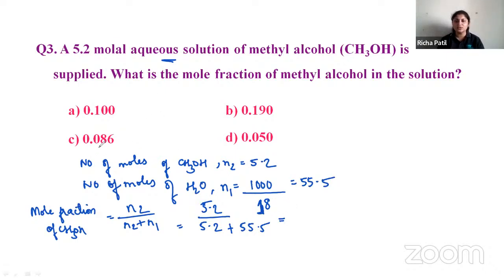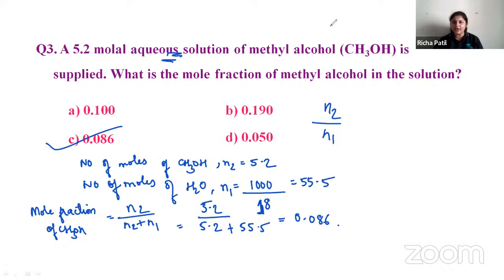If they have asked for the mole fraction, you have to know what N2 and N1 are. The number of moles of CH3OH is given. N1 is water, because it is an aqueous solution, that is, methanol dissolved in water. So N1 is this. The answer is C, that is 0.086.